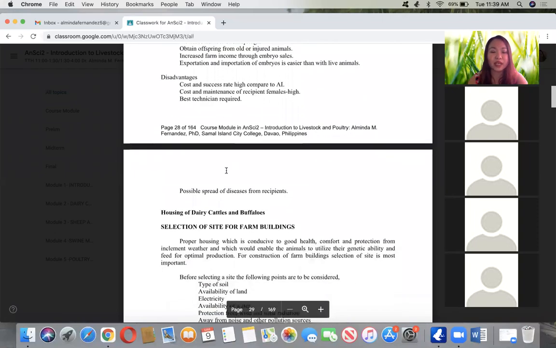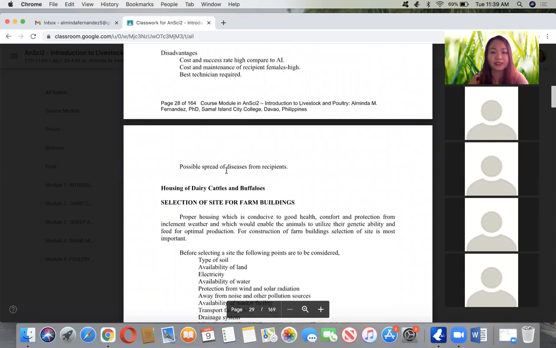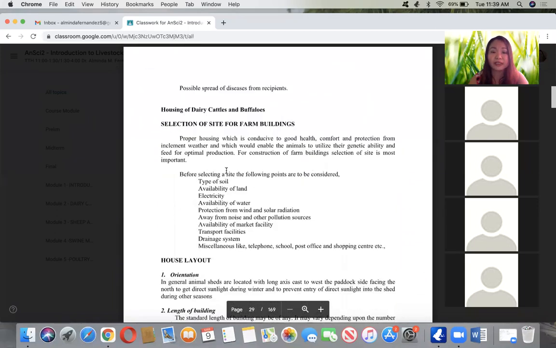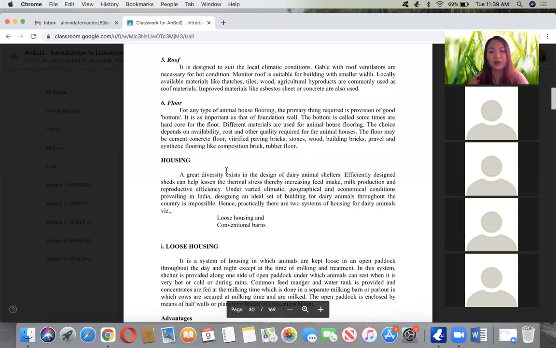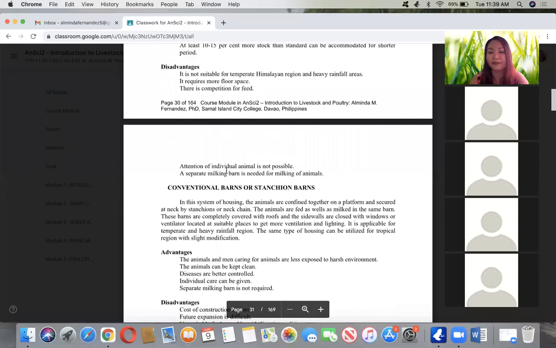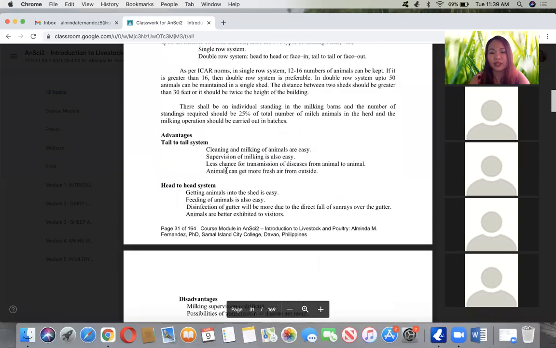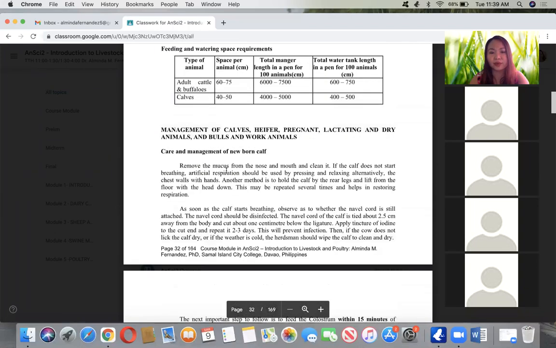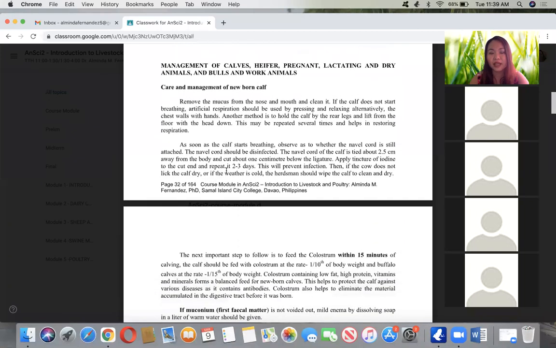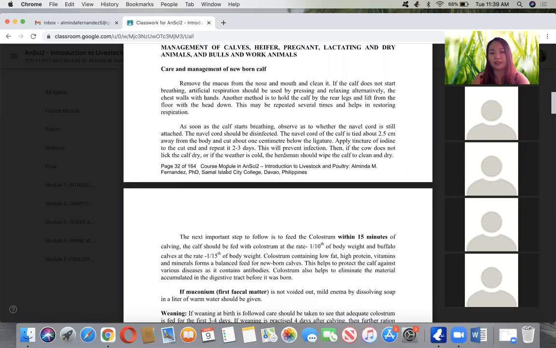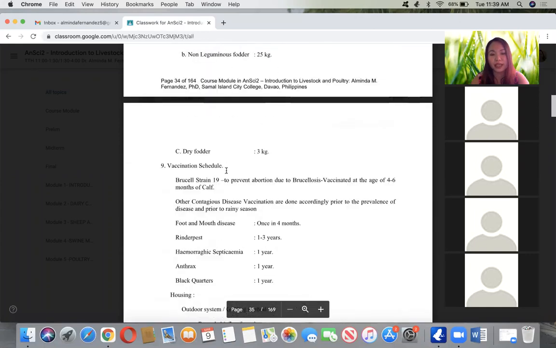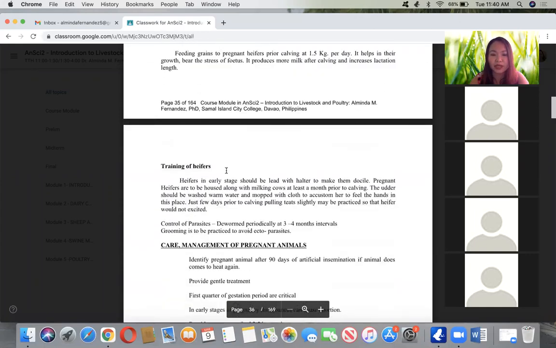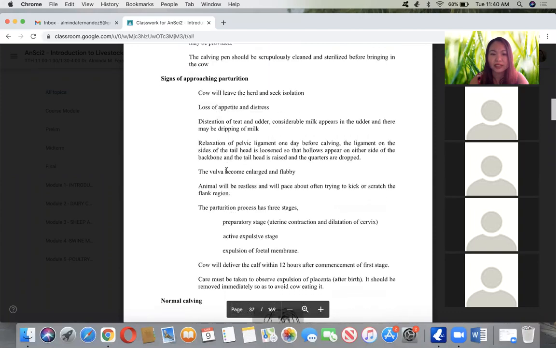So that's all for the different breeding techniques. The next will be the selection of site for farm building. So this will all be discussed and seen in the video. And the management requirements, management of cows, heifers, pregnant, lactating, and dry animals, and bulls and work animals. So all of this you will see in the video. And the care and maintenance up to the diseases.